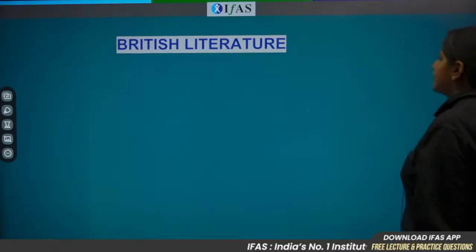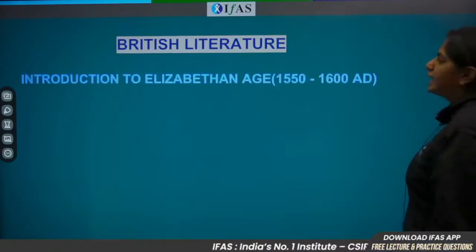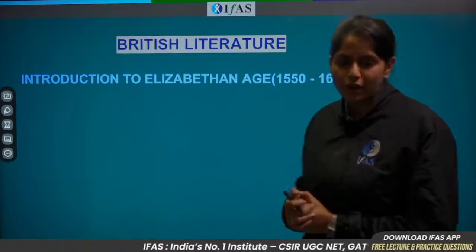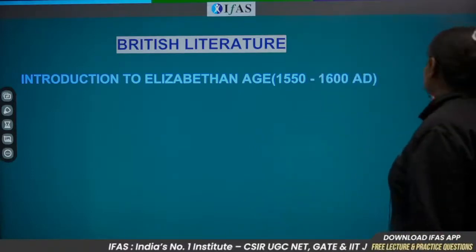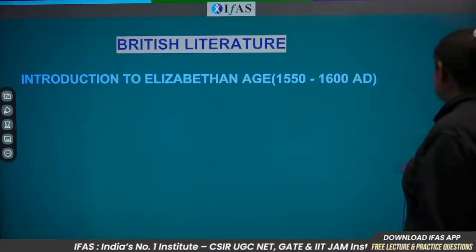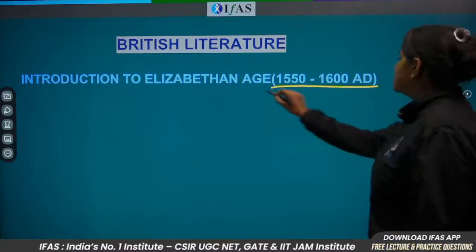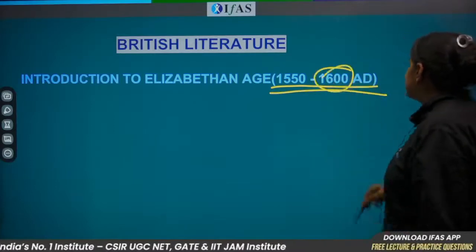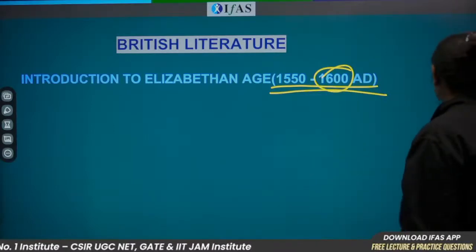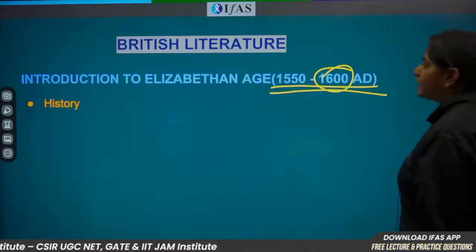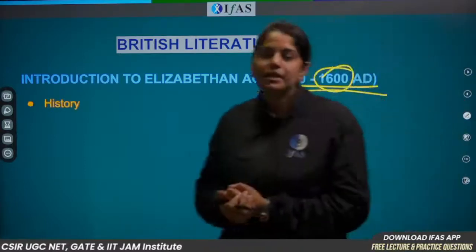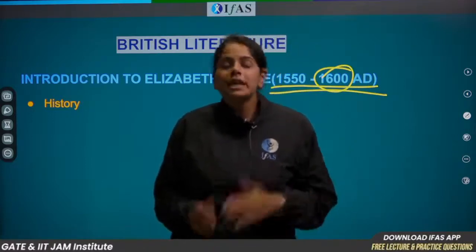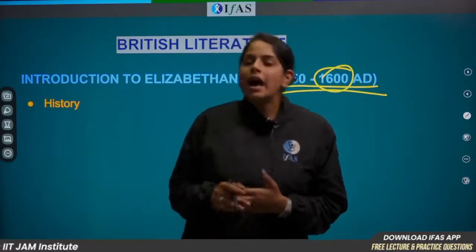So here we are studying British literature, specifically the Elizabethan age. Okay, I hope you all are clear with the screen. So Elizabethan age, dekhiye kab start hua tha, kab se kab tak. So it started in 1550 and it lasted till 1600 AD. Ab hum iske related, jo hamara Elizabethan age hai usse related hum history dekhne wale hain. What is the history of Elizabethan age?